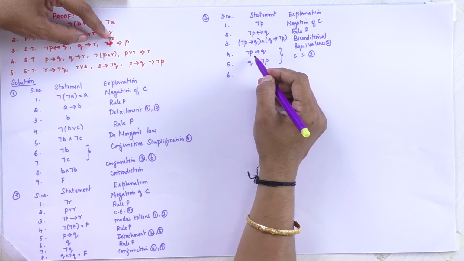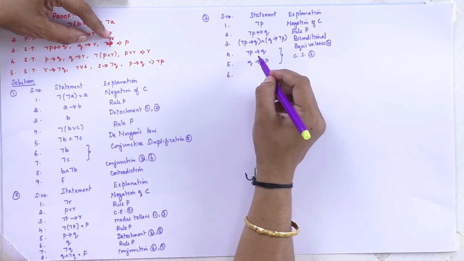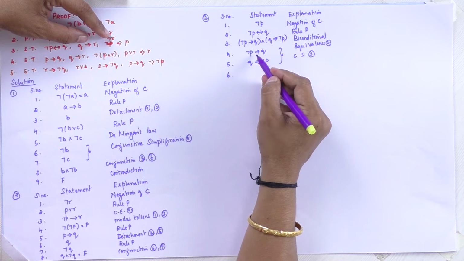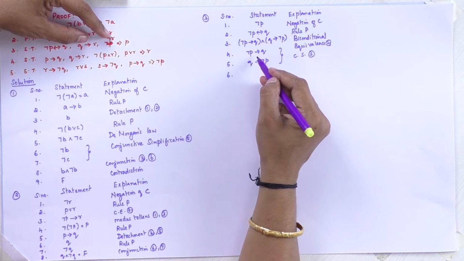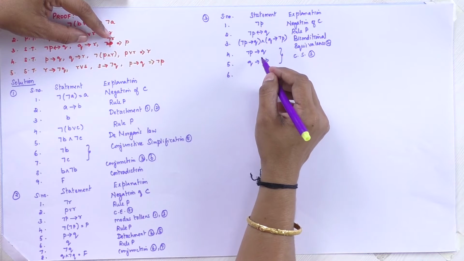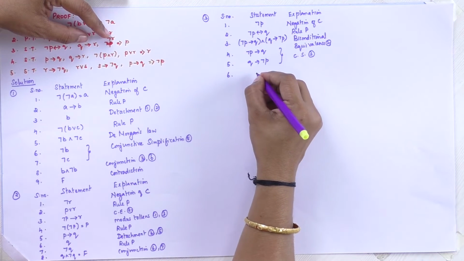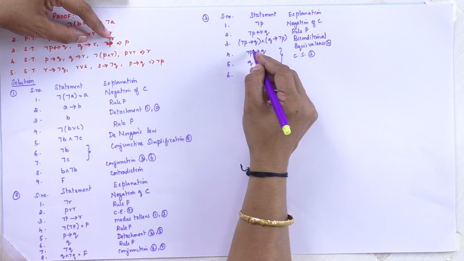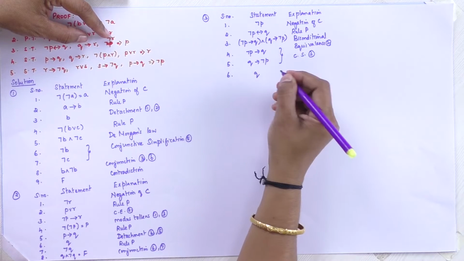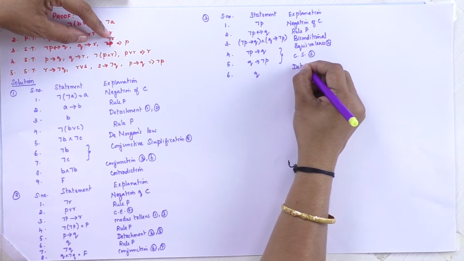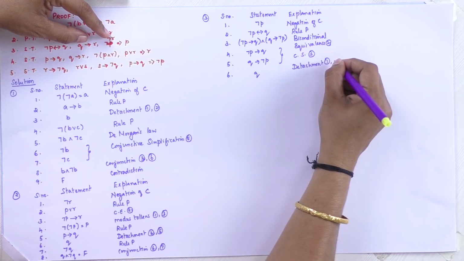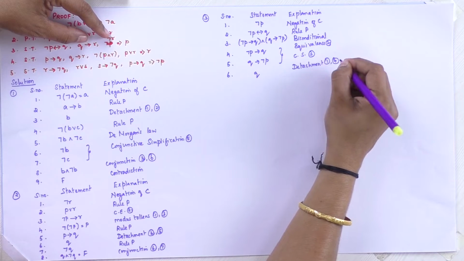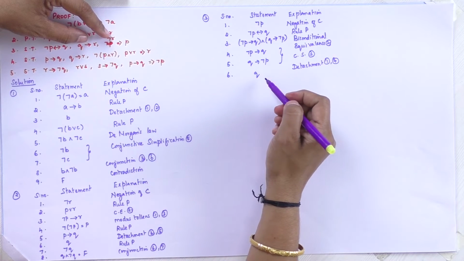Now look at the first and the fourth one. What law can I apply for the first and fourth one? Tell me. Yes, very good. It is detachment. So when I apply the detachment for 1 and 4, what do I get? This negation P and negation P will go off. I'll get only Q. So that is detachment on 1 and 4, I get Q.